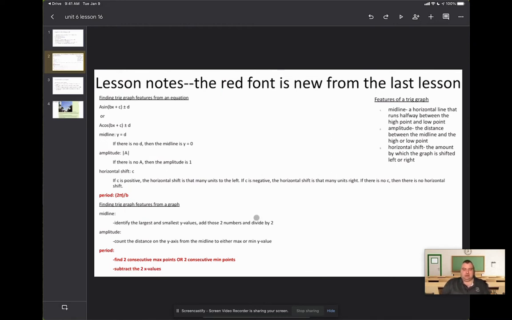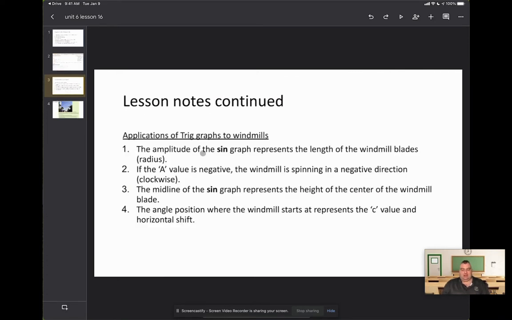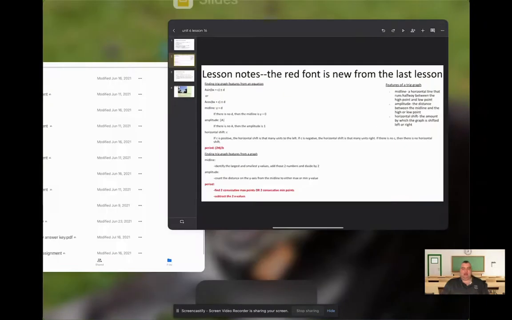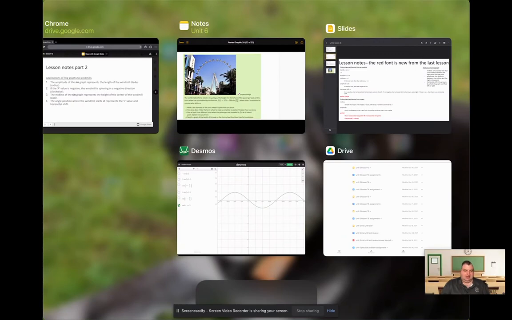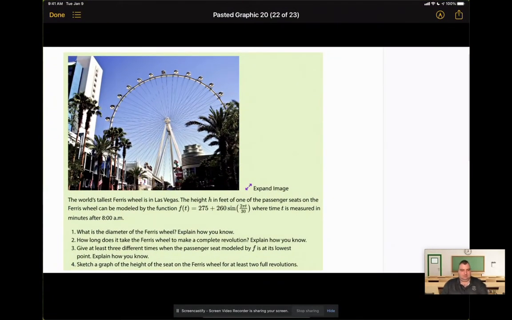So what we're going to do today is take all of this stuff, midline, amplitude, horizontal shift, and period, and apply it, just like we did earlier, to a concept of a windmill, or actually, in this case, a Ferris wheel, but we can use the same kind of concept with Ferris wheels that we do with windmills. So with that in mind, let's go ahead and take a look at the examples for today's lesson.